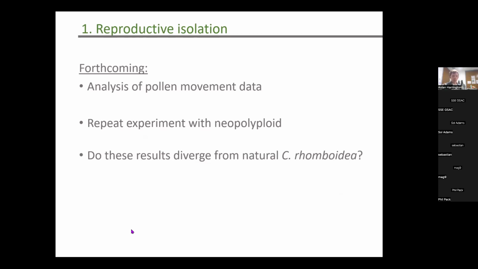rhomboidea. But overall, these results are pretty suggestive of the fact that it doesn't seem that density-dependent movement is occurring. There is definitely pollinator discrimination of these different species, even though they do look quite similar.